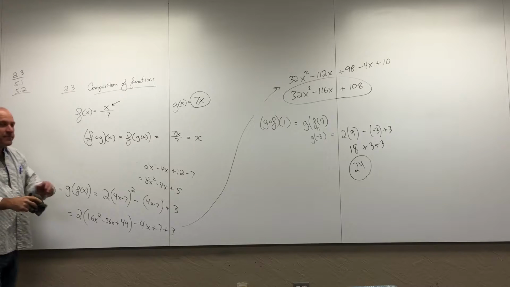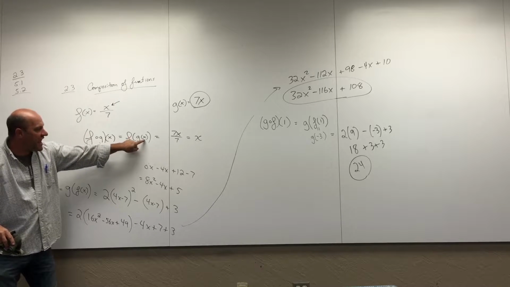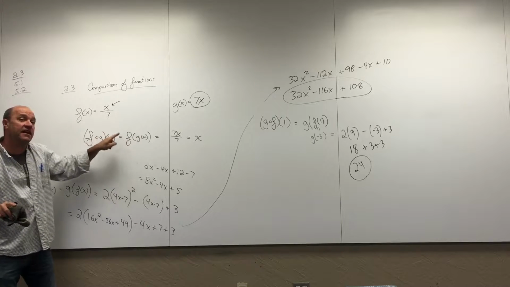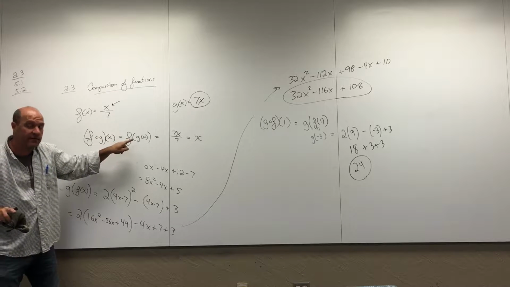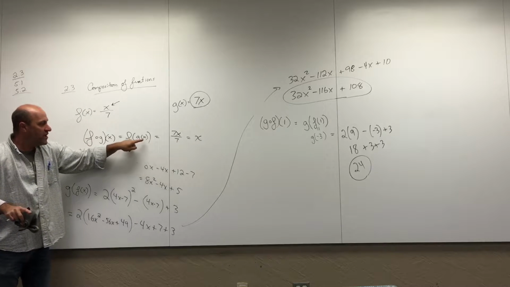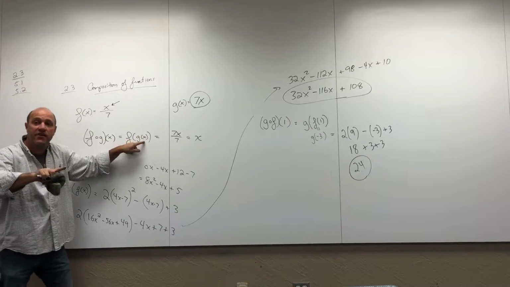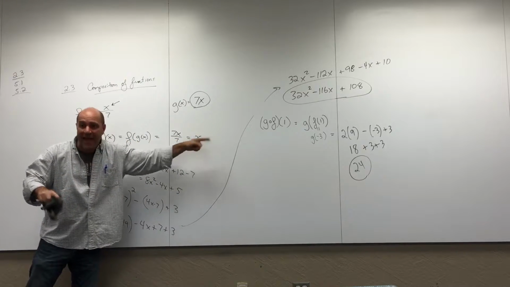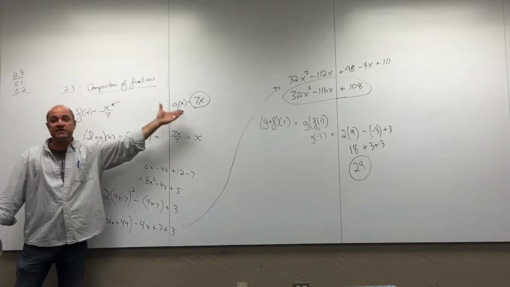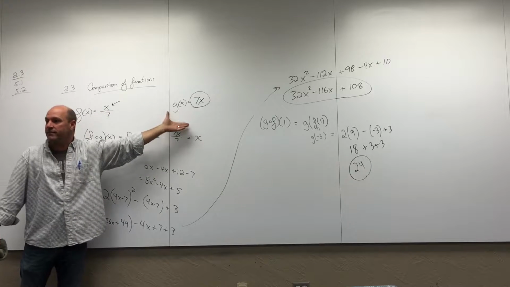You know what's kind of funny? You stuck x into g, then you took that answer and stuck it into f, and what's the final answer? x. I mean, the original input was x, and after going through this process, the output is x. You're back to where you started. You know why? These two functions are kind of cousins. They canceled each other out.